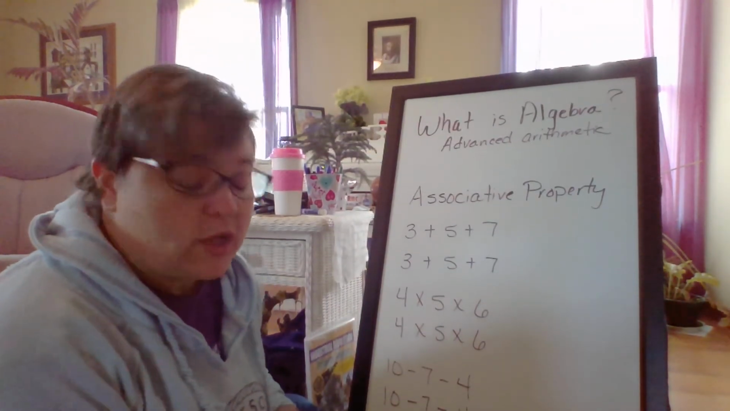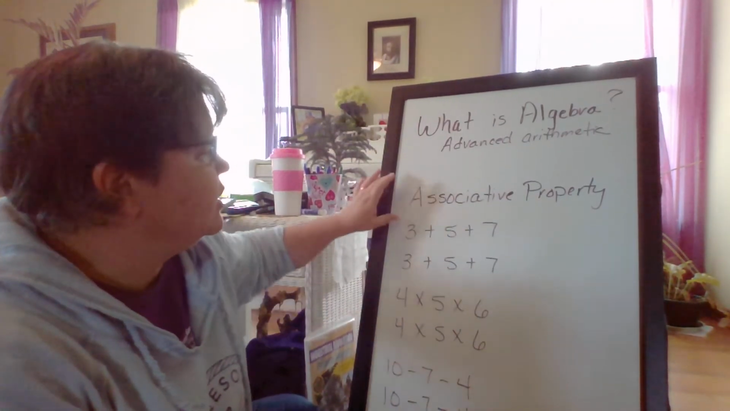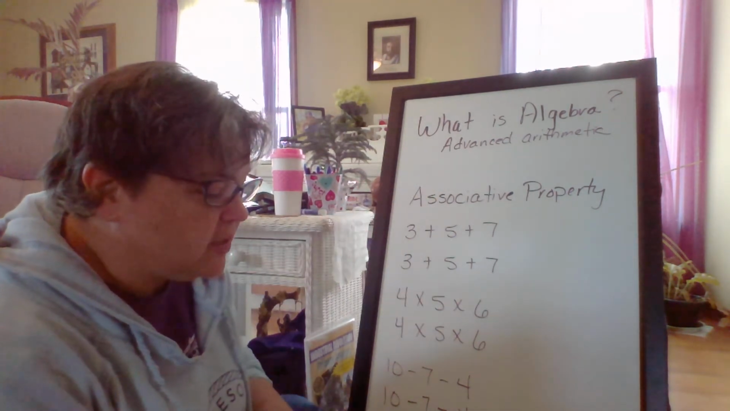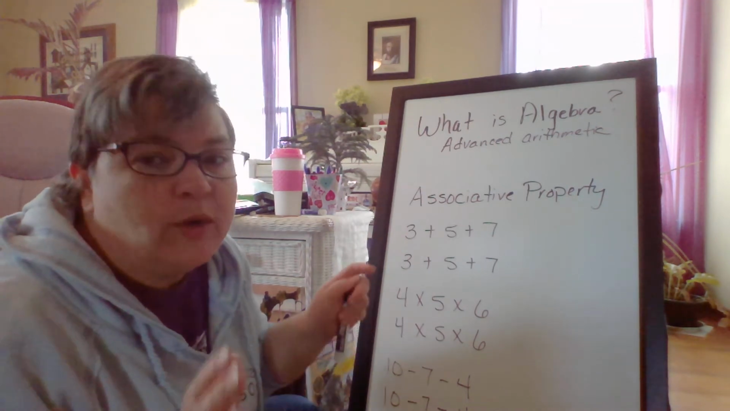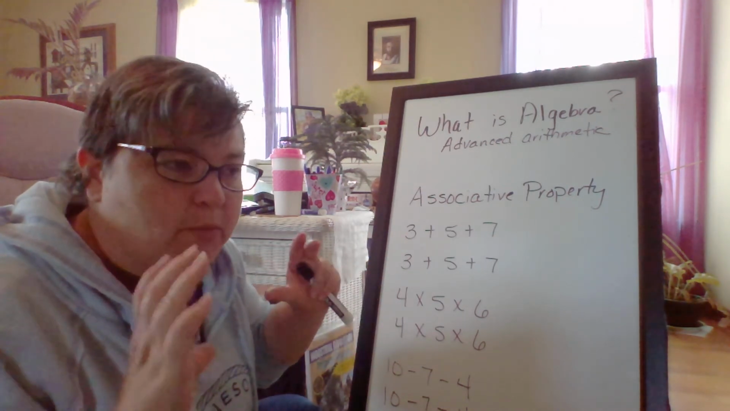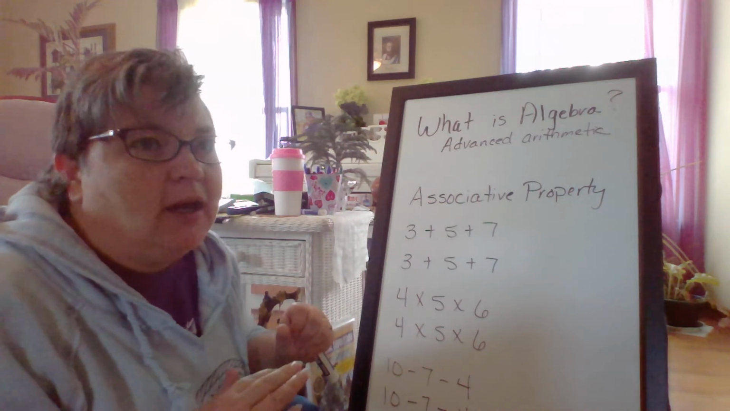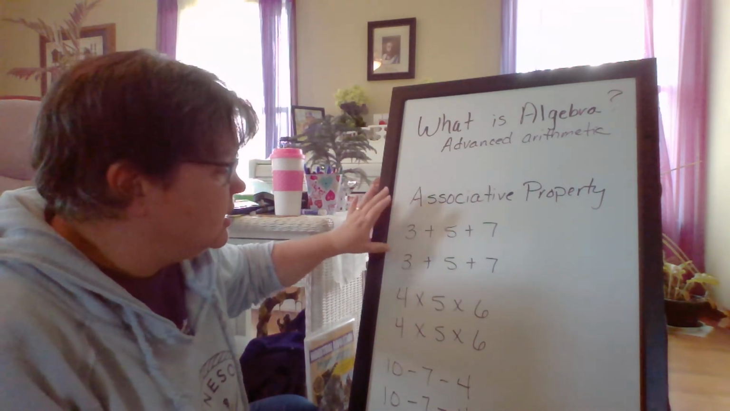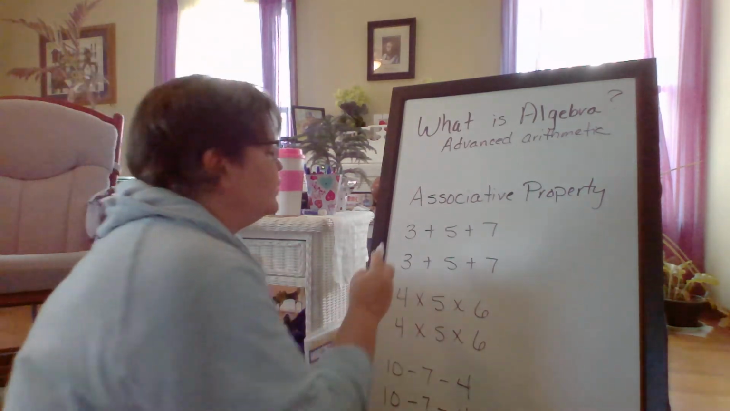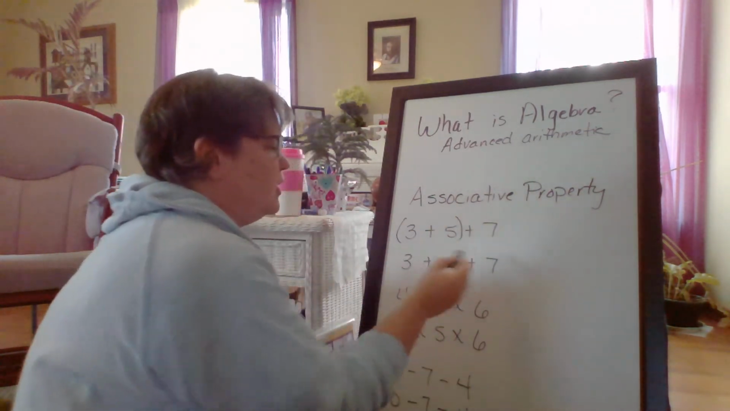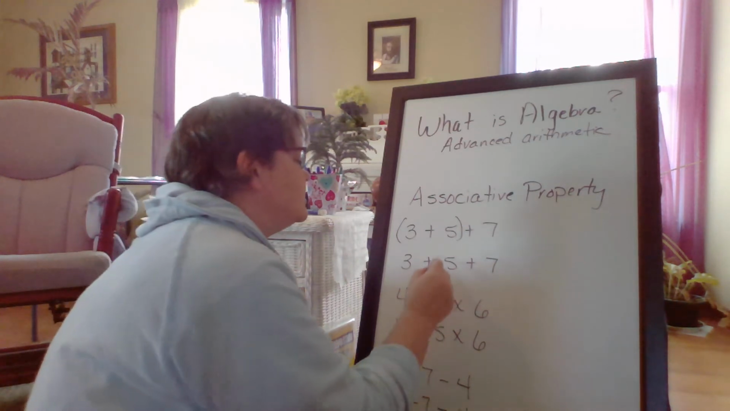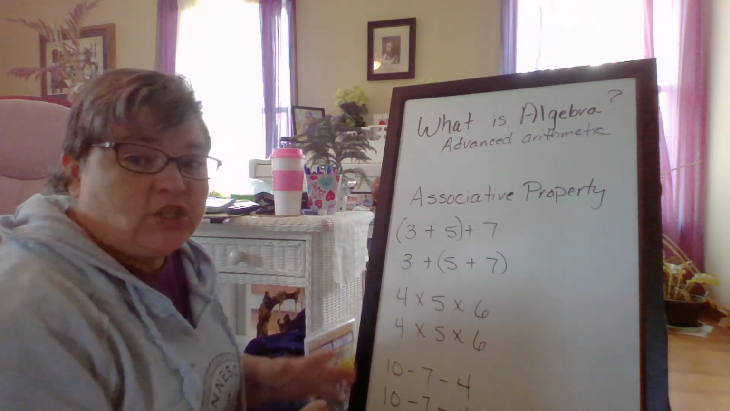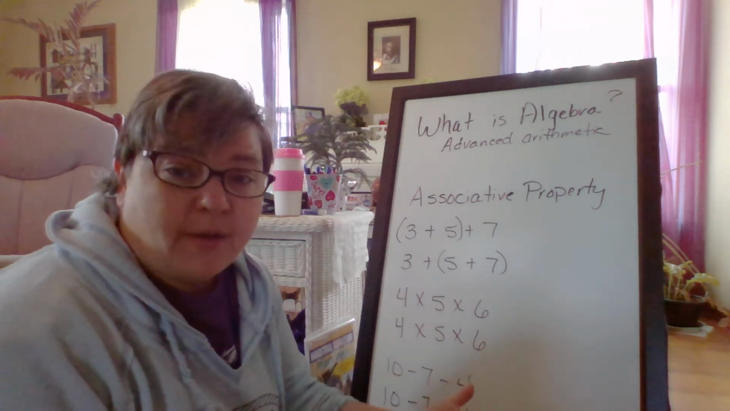All right, moving on to the next property that we're going to cover today, associative property. Now, associative property just means who I'm going to associate with. Who am I going to be more closely associated with? And so in addition, in this first problem, I'm going to associate 3 plus 5. And in the second, I'm going to associate 5 plus 7. So let's see if that changes our outcome, our sum.